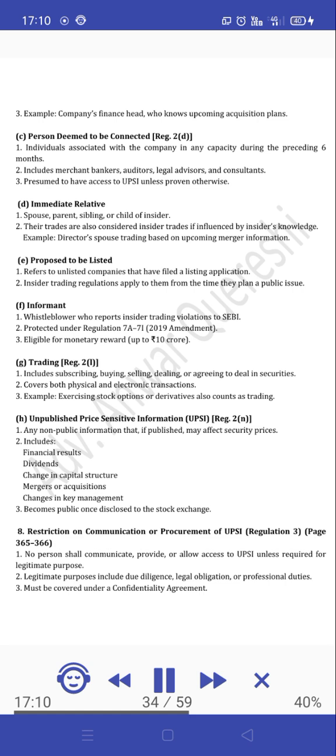H. Unpublished price-sensitive information, UPSI, Reg. 2(n). 1. Any non-public information that, if published, may affect security prices. 2. Includes financial results, dividends, change in capital structure, mergers or acquisitions, changes in key management. 3. Becomes public once disclosed to the stock exchange.